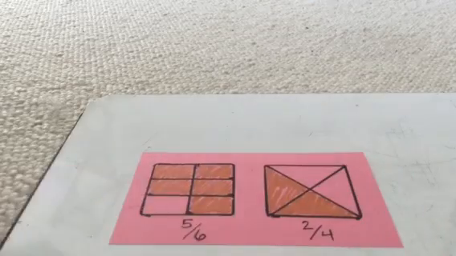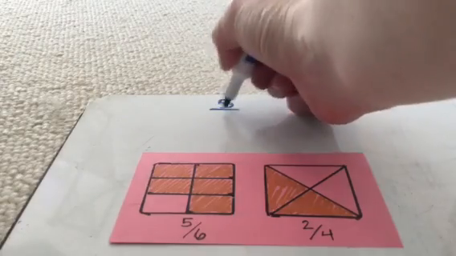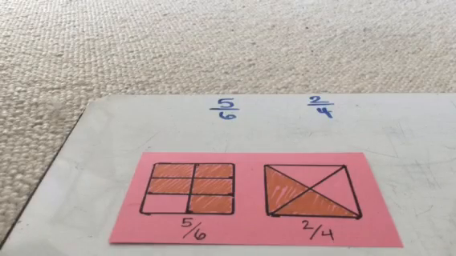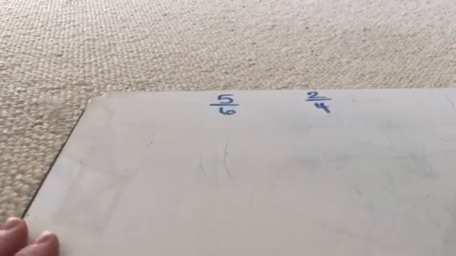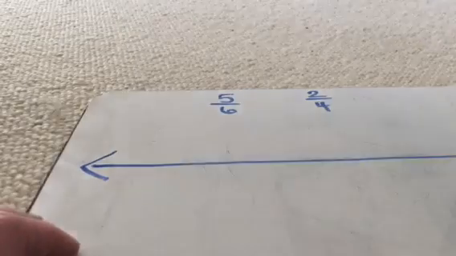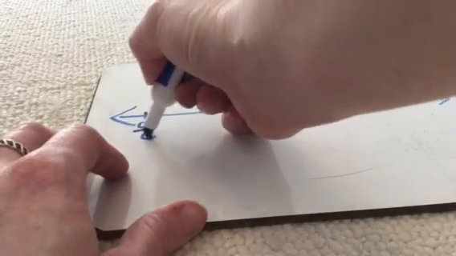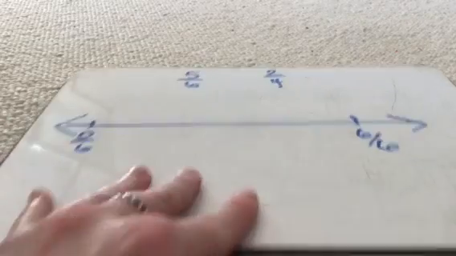Okay, the first one that we're going to do is this one here, 5/6 and 2/4. The first thing that you always do is write down the fractions that you have. Always label your picture. All right, so now what we have to do is compare each one to 1/2. I'm going to have two number lines, a 6ths number line and a 4ths number line. So 0/6 and 6/6, 0 to 1.